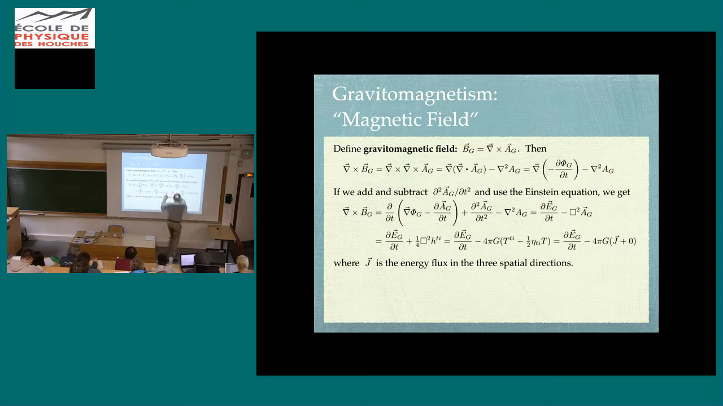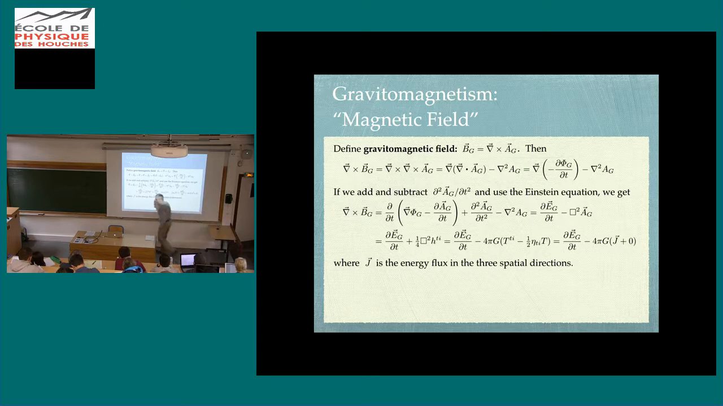In fact, this is basically, I'm going to call that the current, a mass current density. It's energy flux in the 3 spatial directions. And so, does that equation look familiar then? Yeah, that's just the Ampere-Maxwell relationship.